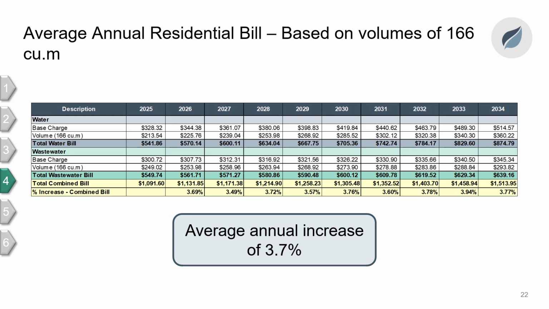Next slide, please. And so when we put those together on the water and the wastewater side, the total estimated increase for next year is 3.69%, and the average over the next 10 years is 3.7% per year.